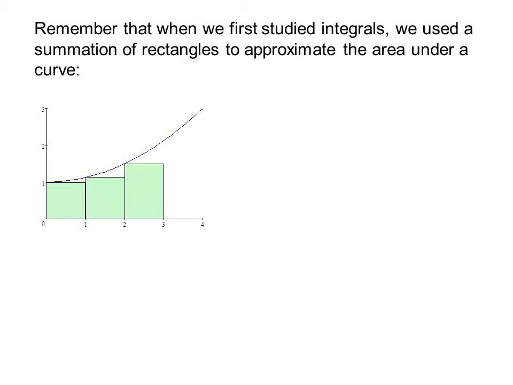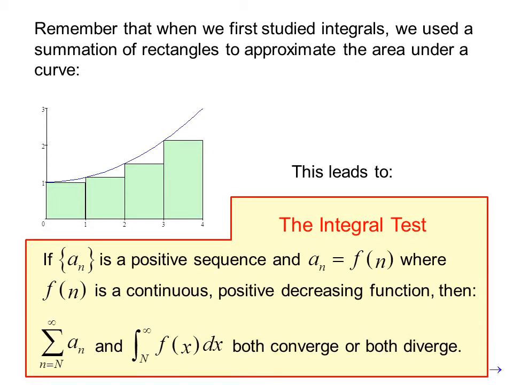Remember that when we first studied integrals, we used a summation of rectangles to approximate the area under a curve. This leads to the integral test. If a sub n is a positive sequence and a sub n equals f of n, where f of n is a continuous positive decreasing function, then the summation from n equals big N to infinity of a sub n and the integral from big N to infinity of f of x dx both converge or both diverge.